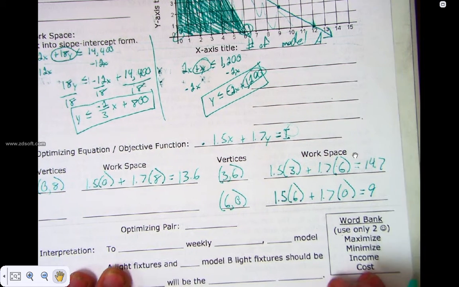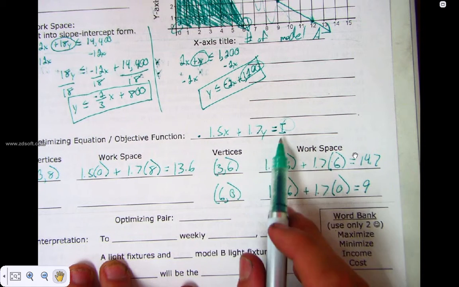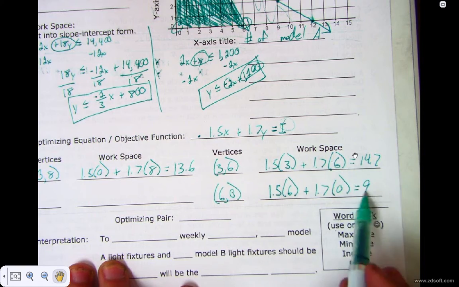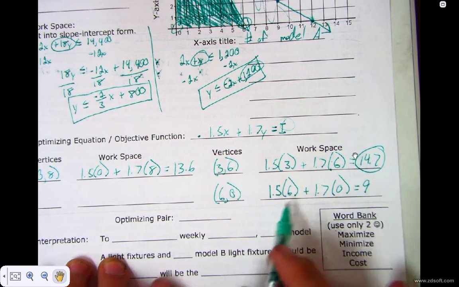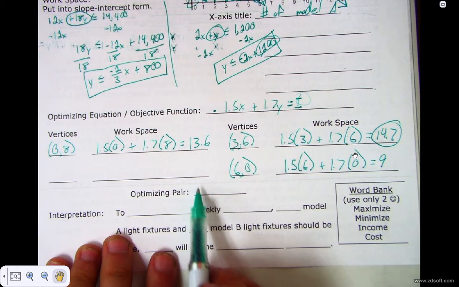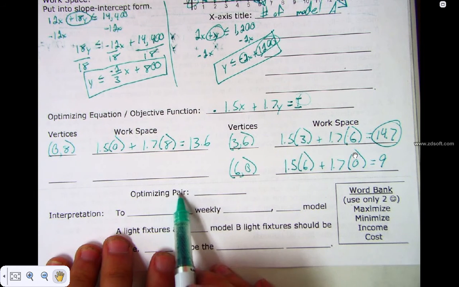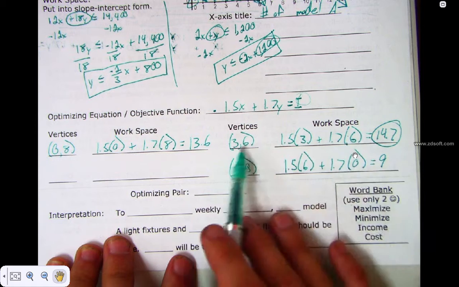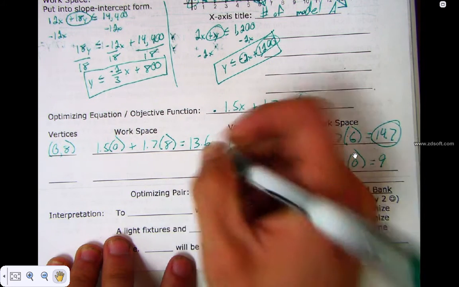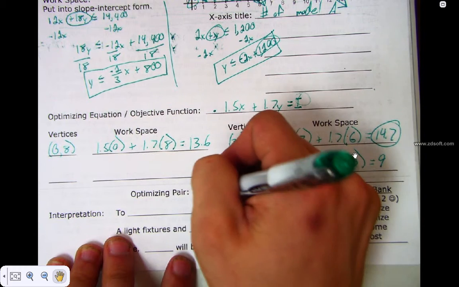So which one made me the most money? Well, if we're talking income, my income could be 13.6, 14.7, or 9. 14.7 is obviously bigger. So the pair that made me the most money was by building 3 Model A's and 6 Model B's.